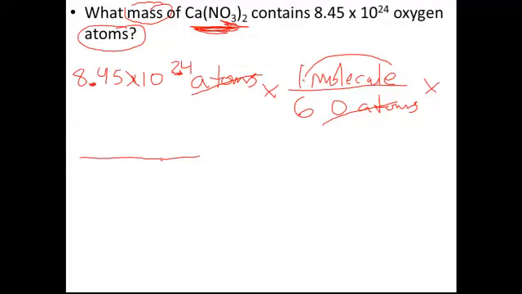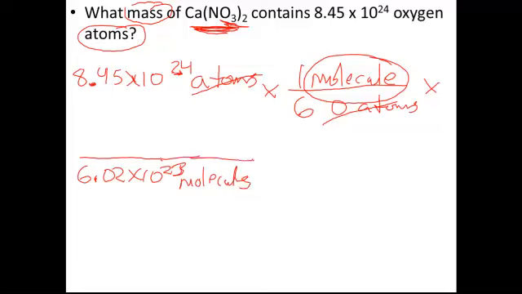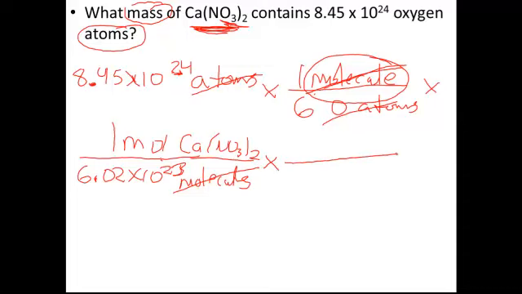So I want to cancel molecules. They're on the top. So I know that there is 6.02 times 10 to the 23rd molecules on the bottom, so they'll cancel, and that is equal to 1 mole of Ca(NO3)2. And so those molecules are going to cancel, and then my final step is I've got moles of calcium nitrate. Now I just need to get grams. They want to know the mass.